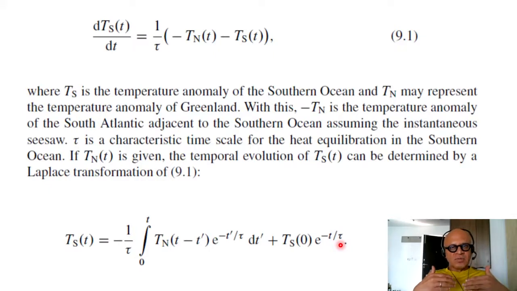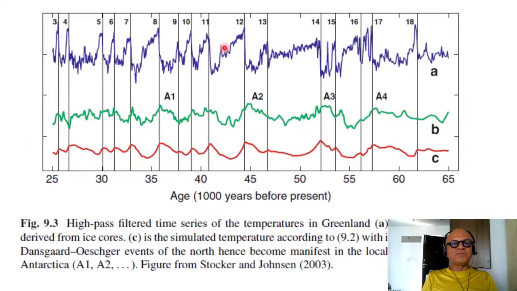Okay, so meridional circulation is transporting heat, so it's acting on the initial temperature in the Southern Ocean, which itself is not constant because you are changing the meridional transport, so you have to account for that as well. So that's a simple Laplace transformation solution of this equation. And the results show the high-pass filtered time series of the temperatures in Greenland and Antarctica.